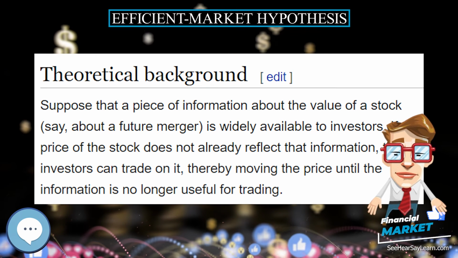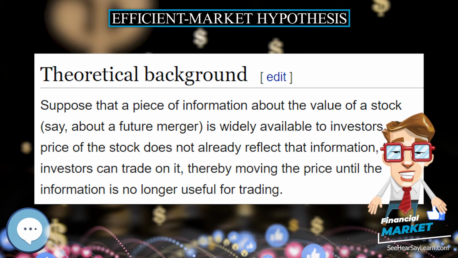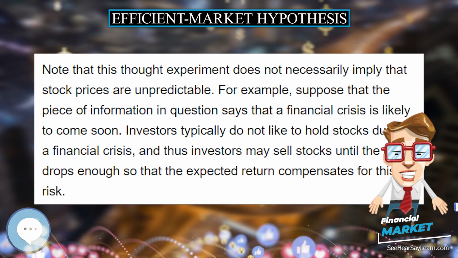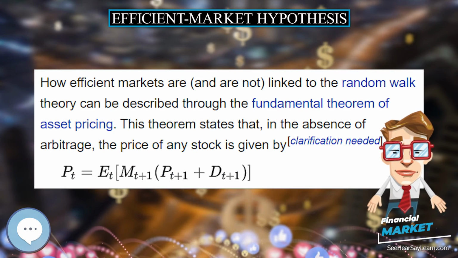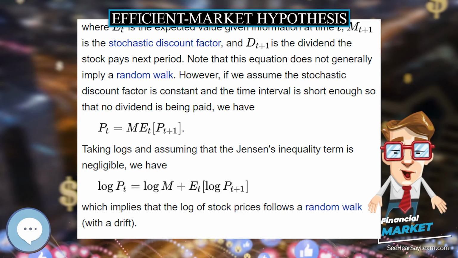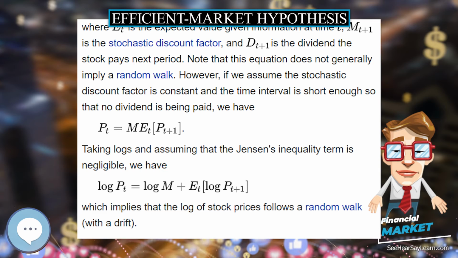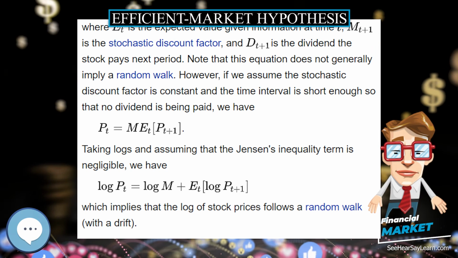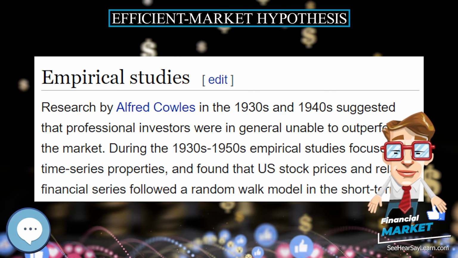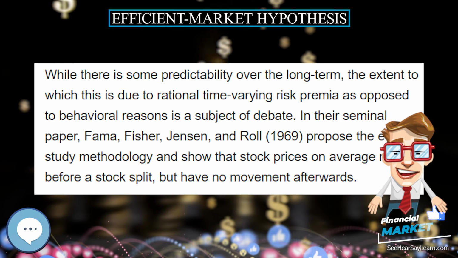Paul McCulley, managing director of PIMCO, was less extreme in his criticism, saying that the hypothesis had not failed, but was seriously flawed in its neglect of human nature. The financial crisis led Richard Posner, a prominent judge, University of Chicago law professor, and innovator in the field of law and economics, to back away from the hypothesis.